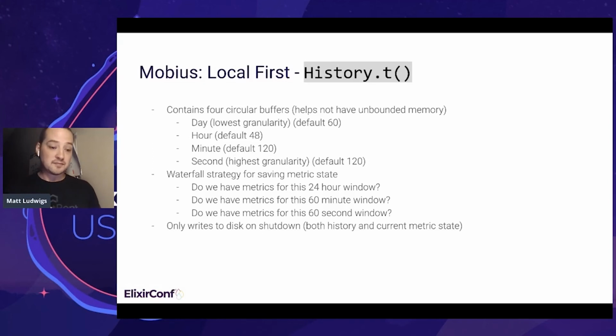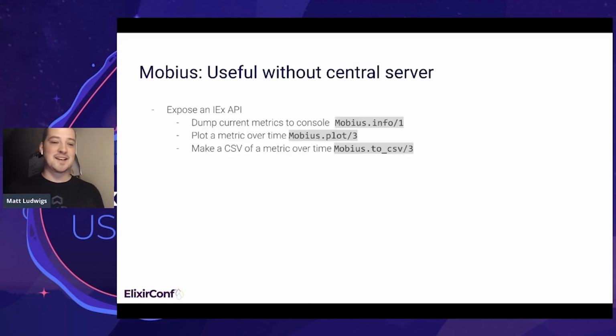And then we only write to disk on graceful shutdown. So for a Nerves device, if you do a firmware update, you're going to save all your metrics. And it's going to be great. It's the same for anything that triggers that graceful shutdown, like if you type reboot in the console. But if you walk over to a Nerves device and you unplug it, well, you're going to lose some metric history and data there. So just keep that in mind as you explore Mobius.